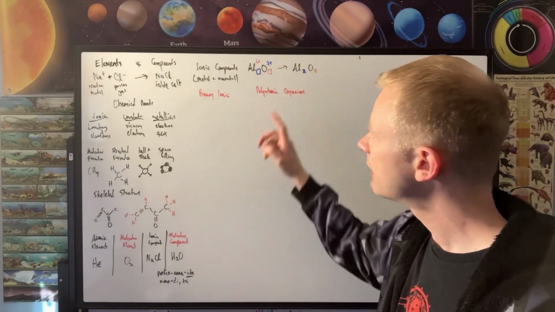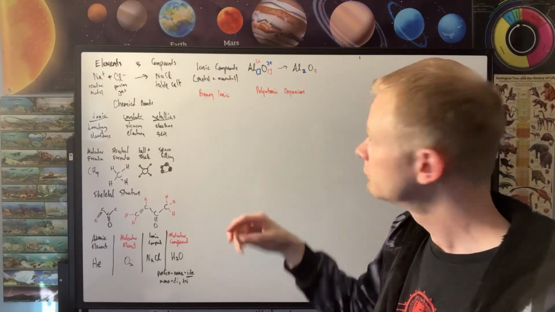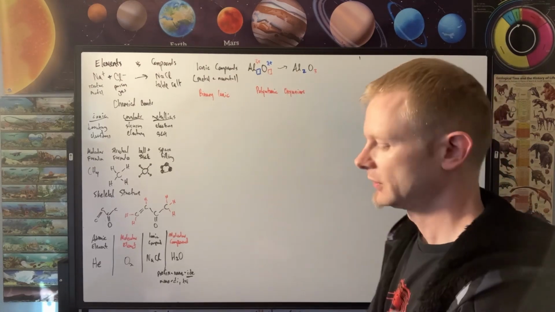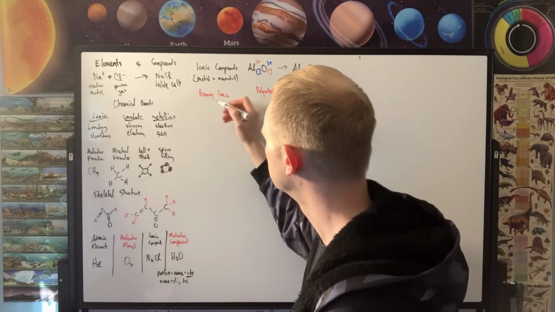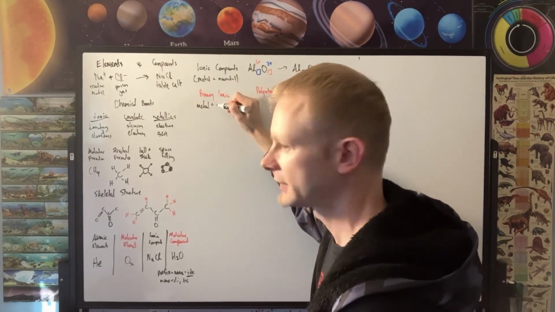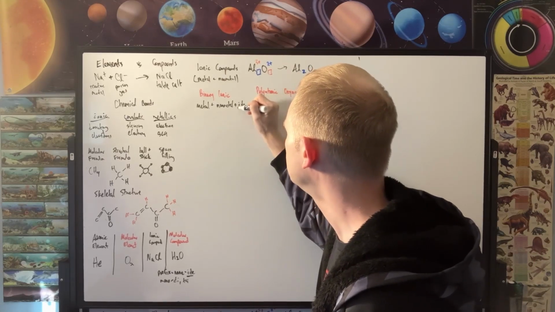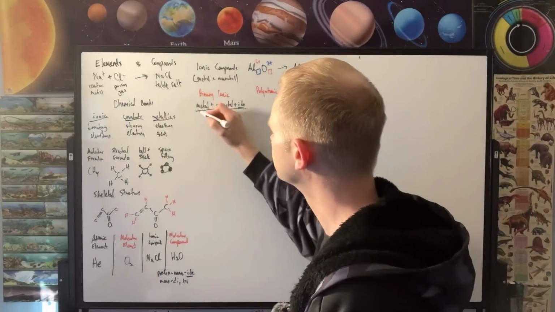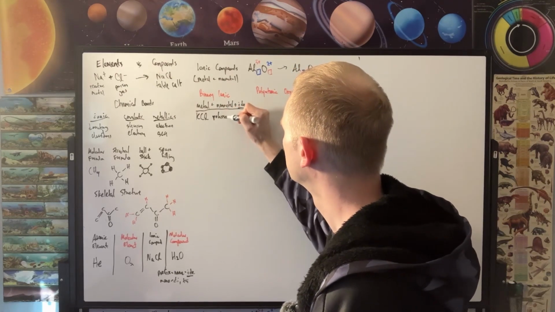How did I know the name of that? Well, because it's a binary ionic compound. Binary means that there are two elements in there. So if there are only 2 elements in the compound, then you can use the binary ionic naming system. That would be the metal plus the non-metal plus an -ide at the end. So for something like KCl, that would be potassium chloride.